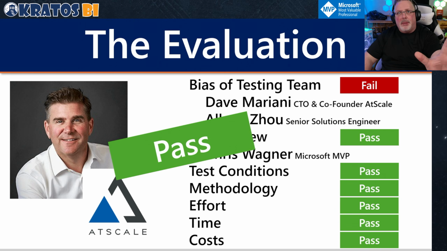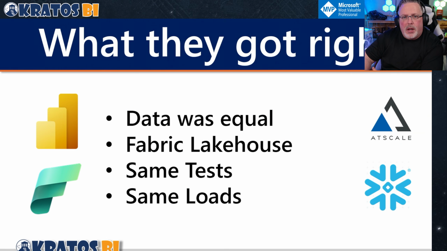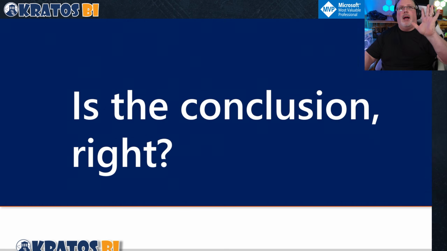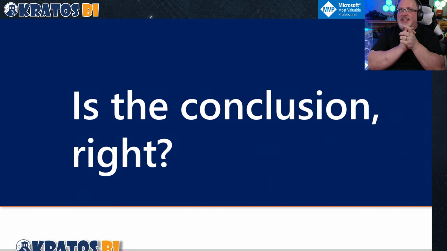So I am passing them on this. This didn't appear like it was a biased solution. All right. But I want to get into, is the conclusion right? Like, did they come up with the right conclusion? They went through all of this stuff. Is their conclusion and the summary that they're giving right?